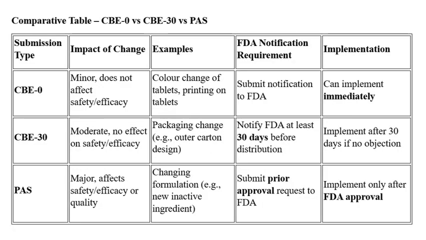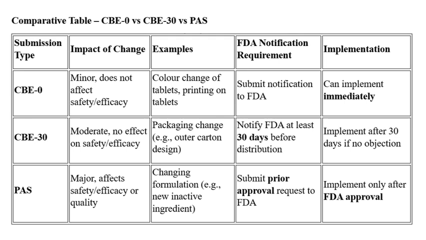Now let's go quickly through the differences: CBE 0, CBE 30 and PAS. CBE 0 is minor and does not affect the safety, efficacy. CBE 30 is moderate, with no effect on safety and efficacy. And PAS is major and affects safety, efficacy or quality. So this is the impact of change.